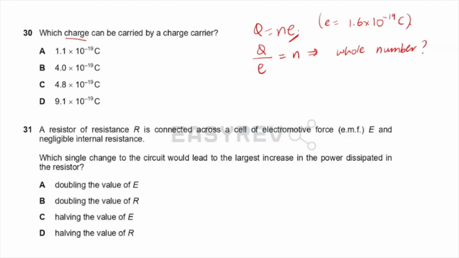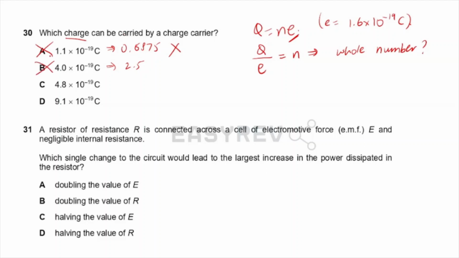If we look at option A, we take 1.1 into 10 raised to the power negative 19 and divide it by the elementary charge. Here you'll get 0.6875. Now this is clearly not something that you can round up or down. You want an exact value. So A can't be true. Let's look at B. When you plug in B, you get 2.5. Well, sure, this is a neater looking decimal, but once again, not something you can round up or down in this situation, so B is not allowed.